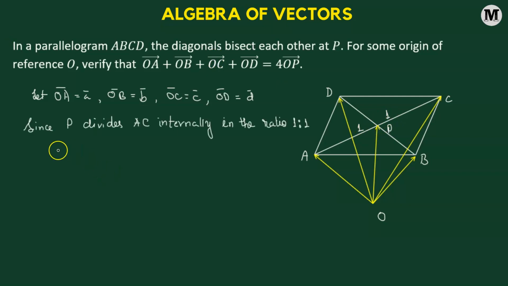And that means we can define the position vector of point P as OP vector. That will be equal to, since we are considering the points A and C, the sum of the position vector of vertices A and C. So we have A vector plus C vector divided by 2.